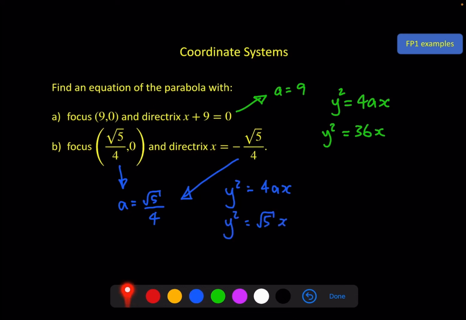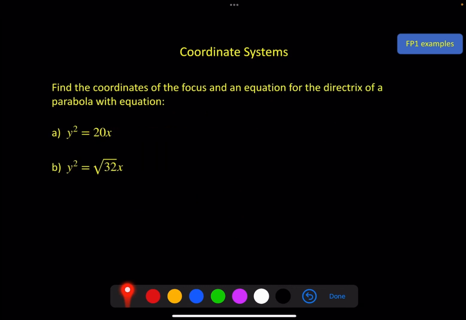The next example does this backwards. It gives us the equation y squared equals 20x, and we're asked to find the coordinates of the focus and an equation for the directrix. But it's the same idea.